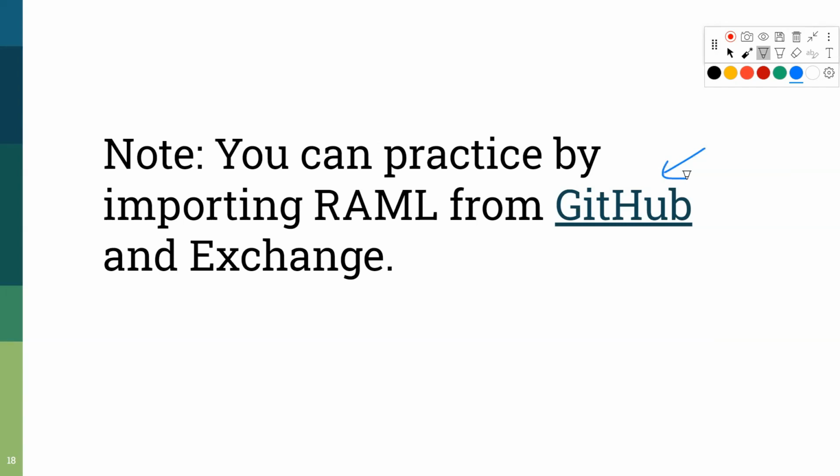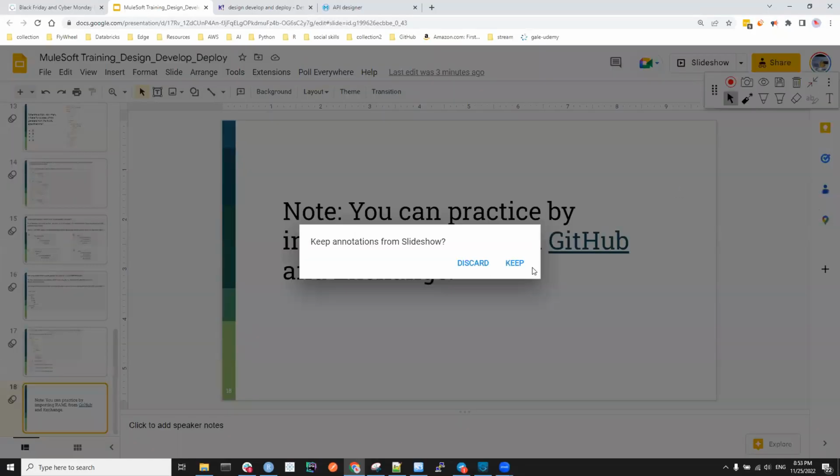There are lots of RAML examples. You import them to Design Center and understand what they are doing. Also, you import them to Endpoint Studio and understand the flows it generates for you and why it is generating all these flows using the API kit router. You can understand that. Okay, we have a couple of minutes. Let's finalize this one today so that we can go to the next topic tomorrow.